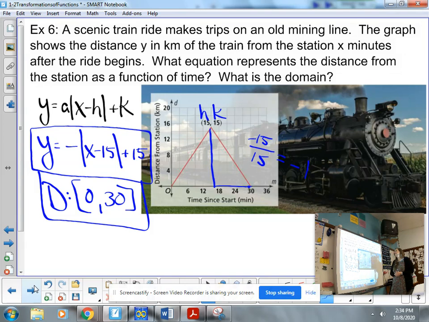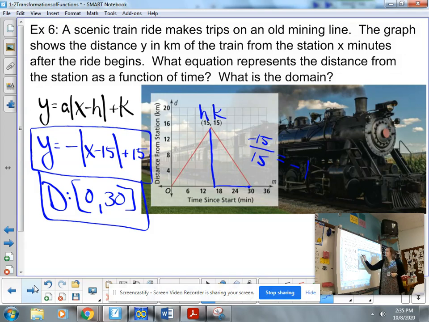The last one that we looked at in this section is about a train ride. This is very similar to the diver problem that was in the section opening activity from 1-1. This is a function. We have time and distance from a station. So this train is making some kind of trip. Gets to a point at 15,15, which means in 15 minutes they are 15 kilometers from the train station, and then it's coming back to the train station. The entire trip took 30 minutes, so that means that 0 to 30 is my domain, because the train could spend 0 minutes traveling or 30 minutes traveling in a single trip.